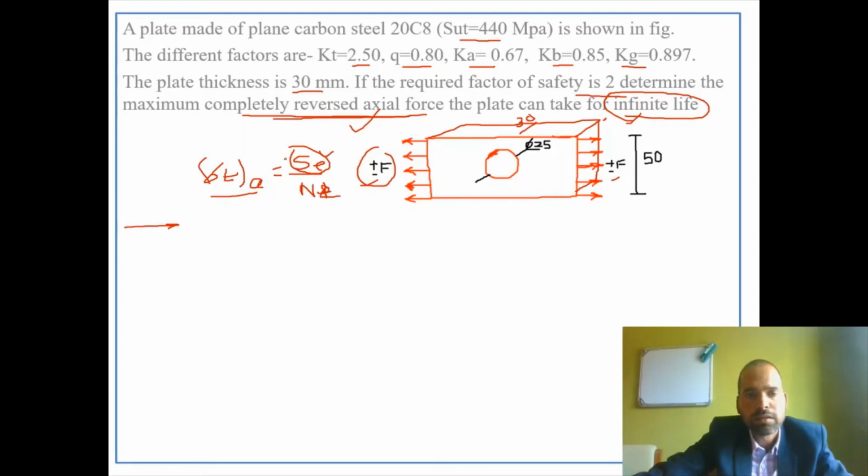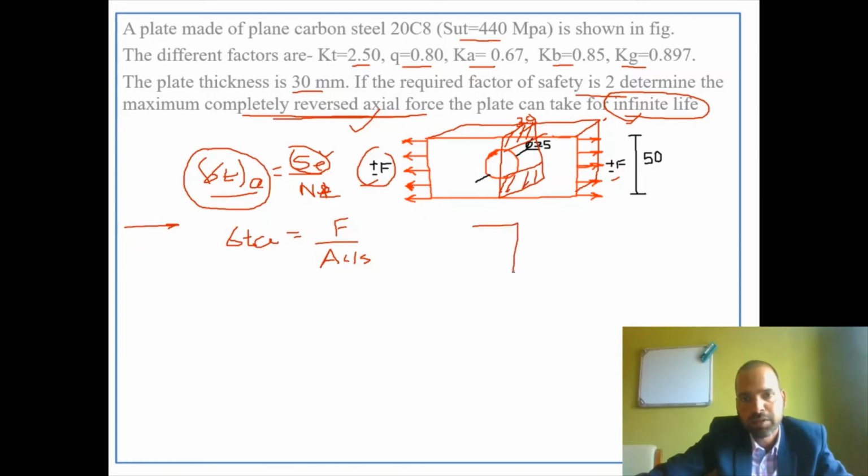Now, if we get Sc upon Nf, we will have the tensile stress amplitude for this particular diagram, and by using that tensile stress amplitude, we can find out the force, because we always know that tensile stress is equal to force upon cross-sectional area. Now, what is the cross-sectional area for this diagram? If you take the cross section at the point of discontinuity, the cross section will be like this, right? So we have to take the cross section where the material removal takes place.